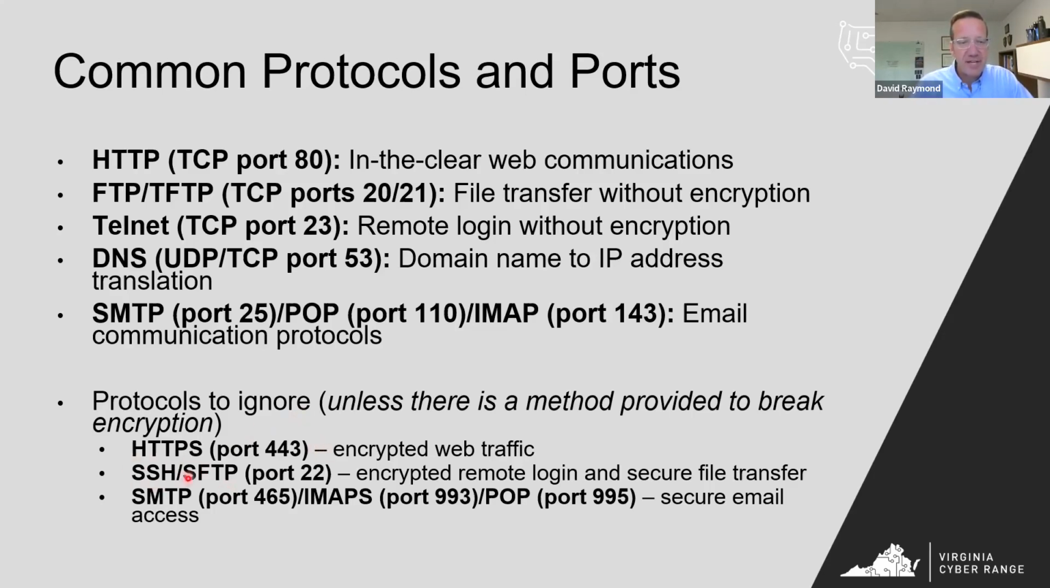Same with SSH/SFTP over port 22. That's all going to be encrypted traffic. SMTP on port 465, secure IMAP on port 993, secure POP on port 995. That stuff's all secure, and so you're probably not going to get much out of it. So you can generally ignore all this encrypted traffic in a packet capture and focus on the stuff that's in plain text. That's where your flags are most likely to be, particularly in these sort of introductory challenges.